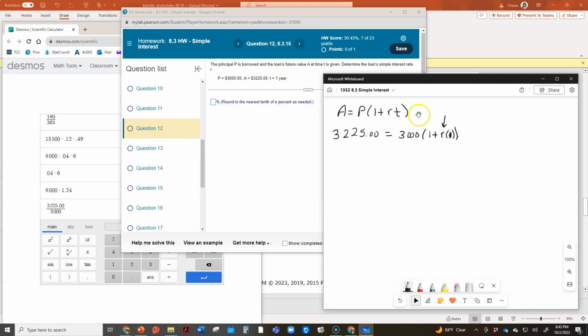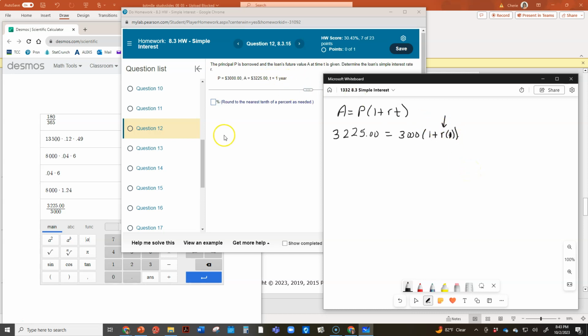So we're still going to use the same formula. Our future value right here is equal to the principal times 1 plus RT. You simply plug in the values that they gave you. I plugged in the A, I plugged in the P, the 1 was part of the formula. I don't know my R, I'm trying to find it. And the T value is 1.